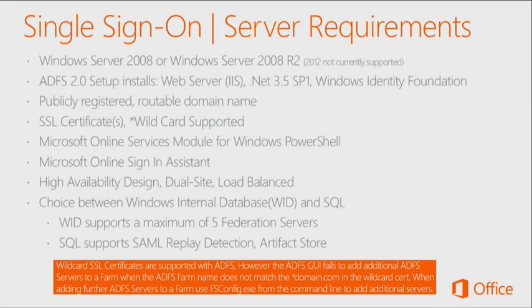So the whole design is high availability, dual site, load balanced is recommended. Choice between Windows internal database and SQL. Supports a maximum of 5 federation servers. SQL supports SAML, replay detection, artifact stores. Wildcard SSL certificates are supported with ADFS. However, the ADFS GUI will fail to add additional ADFS servers to a farm when the ADFS farm name does not match the domain.com. Okay? So it's only going to be able to add servers that are part of your original domain.com.